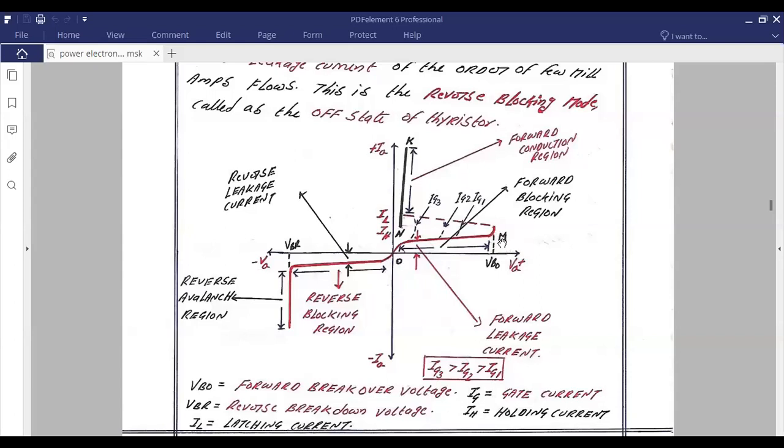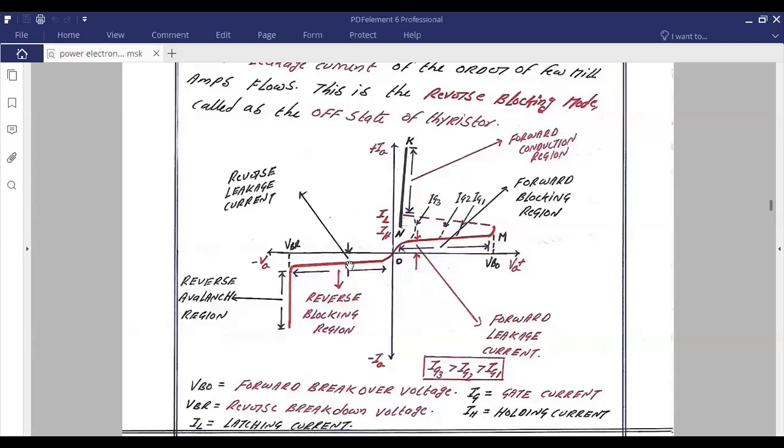So from O to M, it is going to be the forward blocking mode. Similarly, the reverse blocking mode is from this particular O to this particular point representing VBR. Here, the y-axis is the magnitude of current, isn't it? The value represented between these two arrows is the forward leakage current. The value represented between these two arrows is the reverse leakage current.